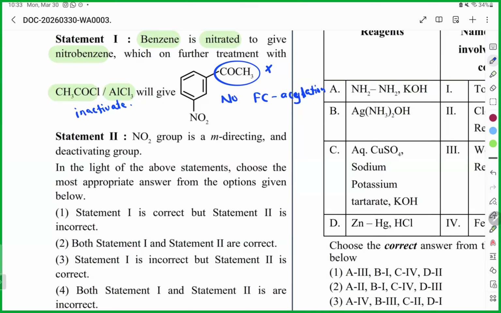Any doubt? Second statement: NO2 is a meta-directing and deactivating group. Is this correct? Yes, sir. Yes, it is. So NO2 is meta-directing. It is a deactivating group. Because of the deactivating group, it is not able to react.